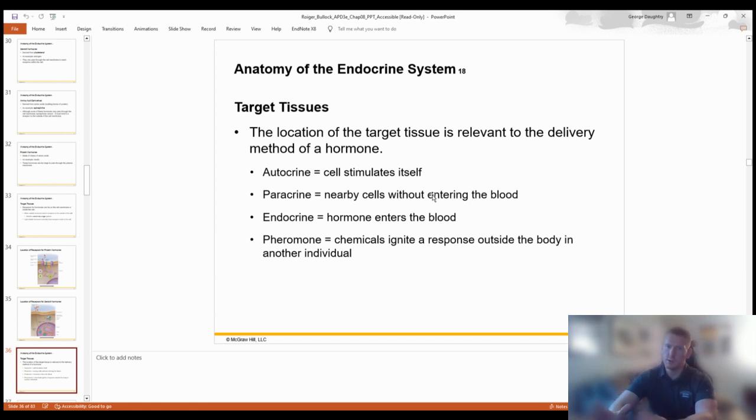And then we have pheromones, which is kind of an interesting classification, but pheromones are chemicals that ignite a response outside of the body in another individual. So these are usually sex characteristics or something to that effect. There are some theories that you can actually smell or sense pheromones to a certain extent, but this is going to sound a little bit gross, but you can smell it.